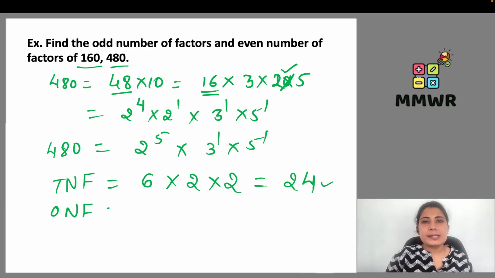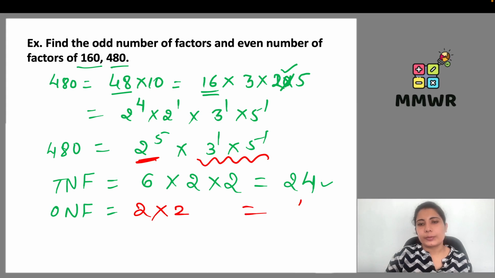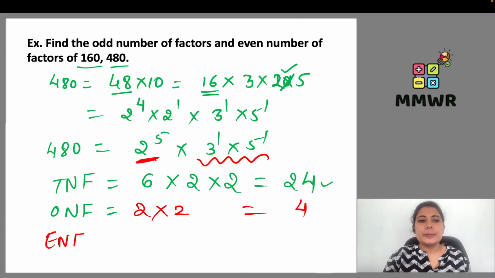Odd number of factors, how many of them are odd? For odd, I have to exclude this. I will be only including this, 2 multiplied by 2, which is 4. So out of 24, 4 of them are odd. So even number of factors will be 24 minus 4, which is 20. How many are there? 20 are there.